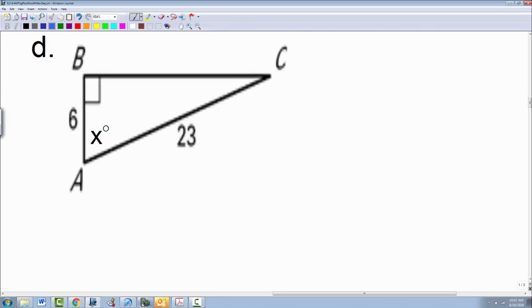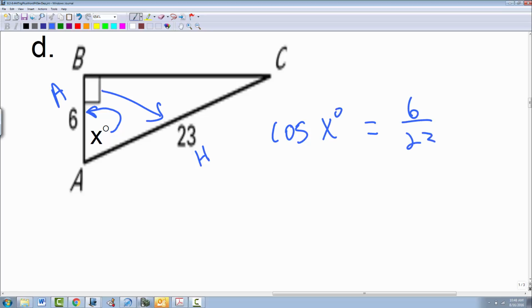Okay, what's the trig function? Okay, what side is this? That's adjacent. I'm just using an A now. And then what side is this? Okay, now, I don't care what you set up. What's your setup? What's the equation? I need an equal sign. Okay, tell me what's first. Cosine? Good. That's usually what I start off with. Equals 6 over 23.